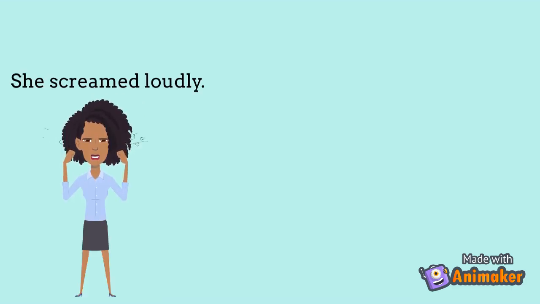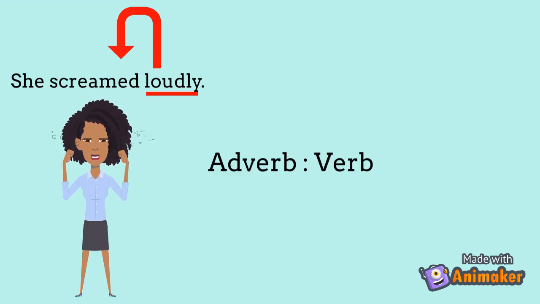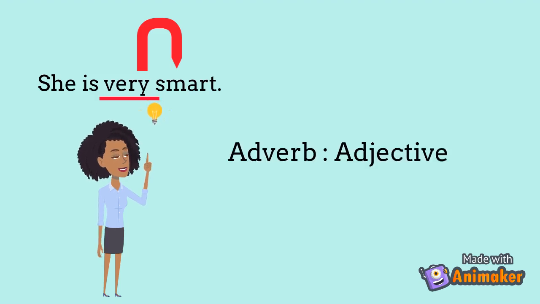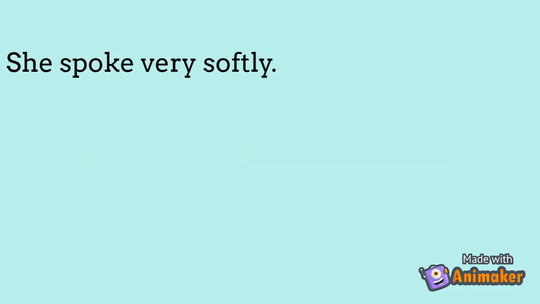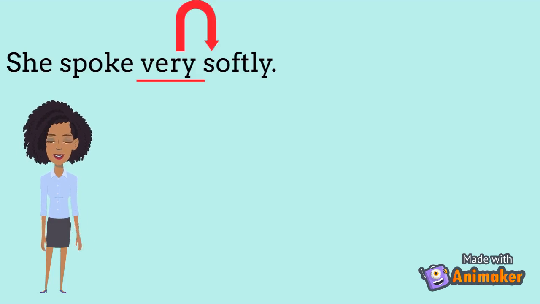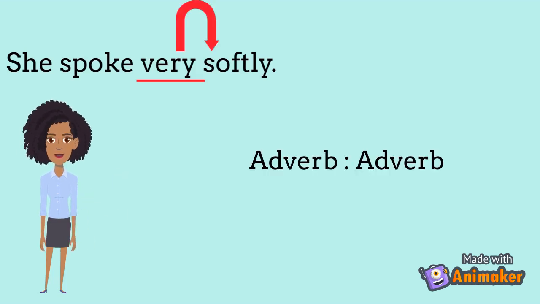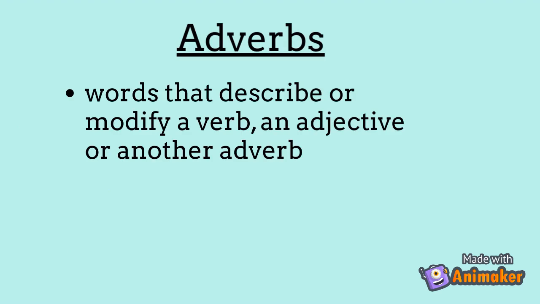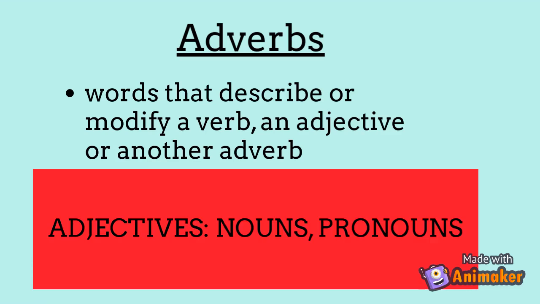She screamed loudly. Loudly is an adverb and it's describing the verb scream. This is for when adverbs describe verbs. And in this sentence, she is very smart. Very is the adverb describing the adjective smart. This is for when adverbs describe adjectives. Now in this sentence, she spoke very softly. Very is an adverb describing another adverb, softly. This is for when an adverb is describing another adverb. Also notice that softly is describing the verb spoke. In general, adverbs are words that describe or modify verbs, adjectives, and other adverbs, not to be confused with adjectives, which describe nouns and pronouns.